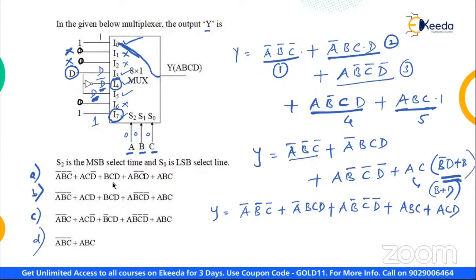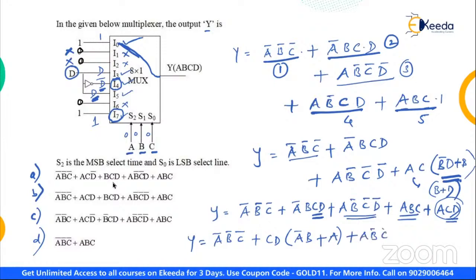Next, if you notice, you can take CD common here. Am I right? If so, I can now write Y is equal to A complement, B complement, C complement. Then if I take CD common, what remains inside is A bar B, plus, from this term, what is remaining is only A. Then the rest of the two terms I have to write as it is, which is A, B bar, C bar, D bar, plus ABC.